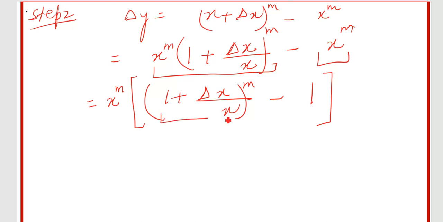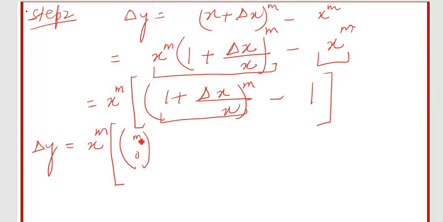Now we will apply the binomial theorem on this part. Instead of a we have 1, instead of b we have delta x over x, and n is equal to m. So how will I solve this for you? See, this will remain the same, and here is mC0, this is nC0, right? And then instead of a we have 1, the power of 1 is m minus 0. Instead of b we have delta x over x, and the power of this is 0.